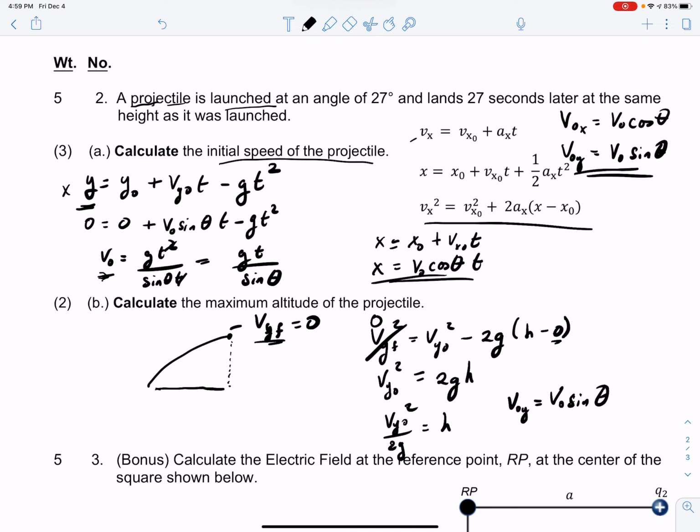Hopefully this was helpful for your kinematics. Just understand that whenever you're given an angle, solve for both the x and the y. You have the ability to solve for both the velocity in the x and the y direction.